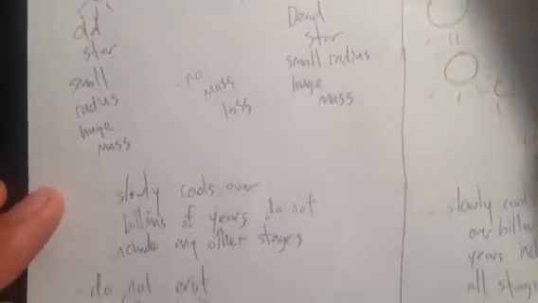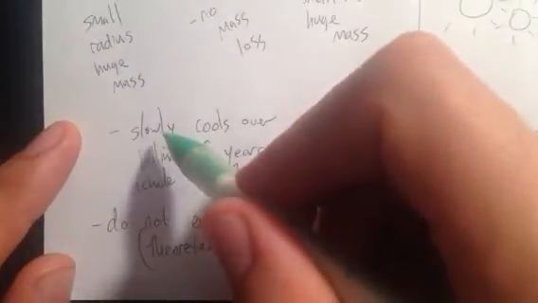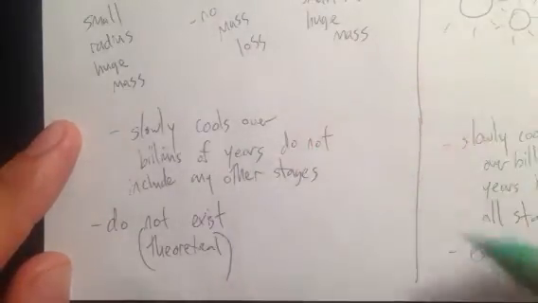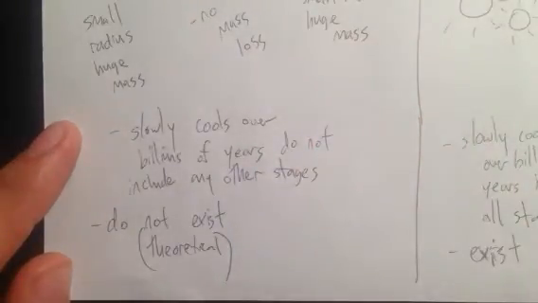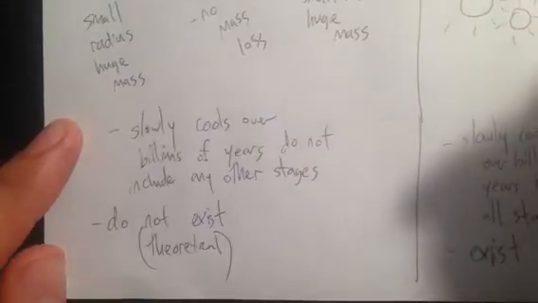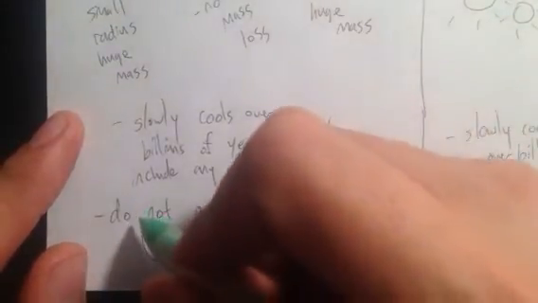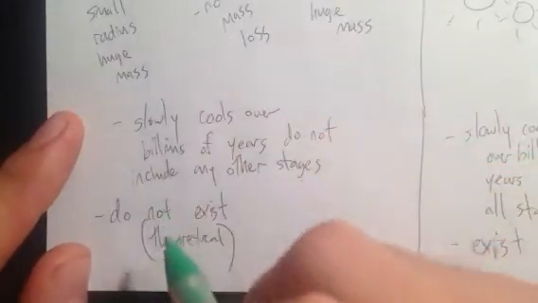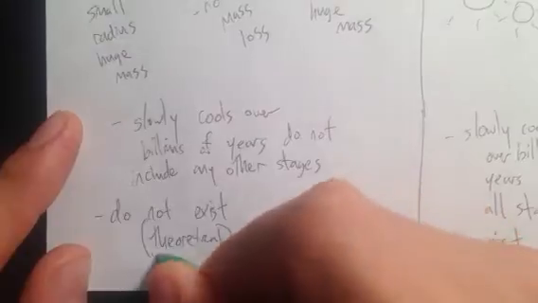which is very strange. The white dwarf slowly cools over billions of years, and they do not include any other stages of stellar evolution. That's a main problem here. It's a very big issue. And inside of establishment version of black dwarfs, they do not exist. They are theoretical. Okay.